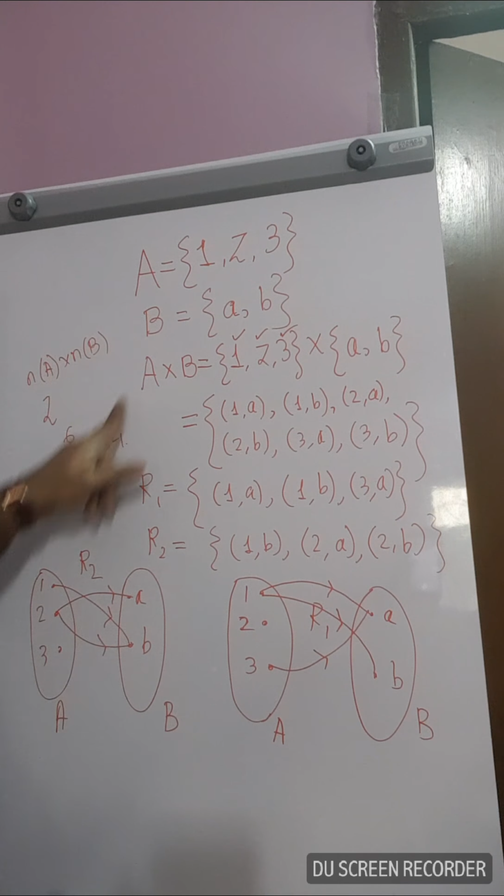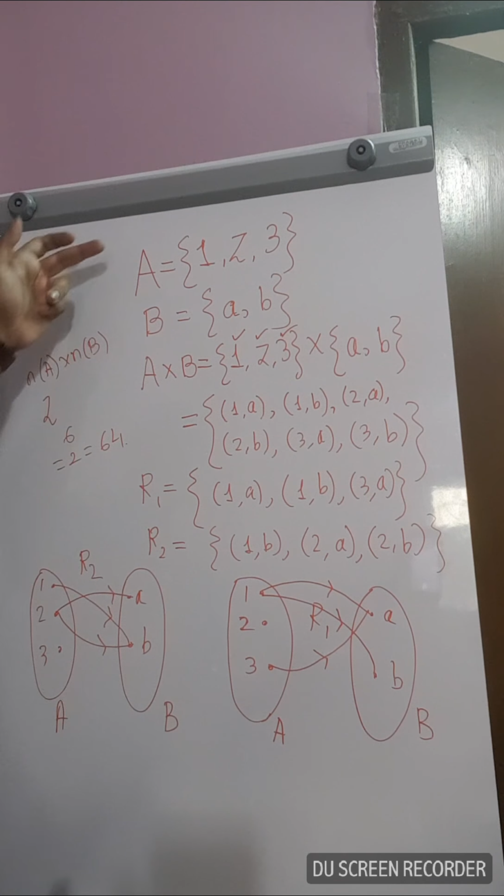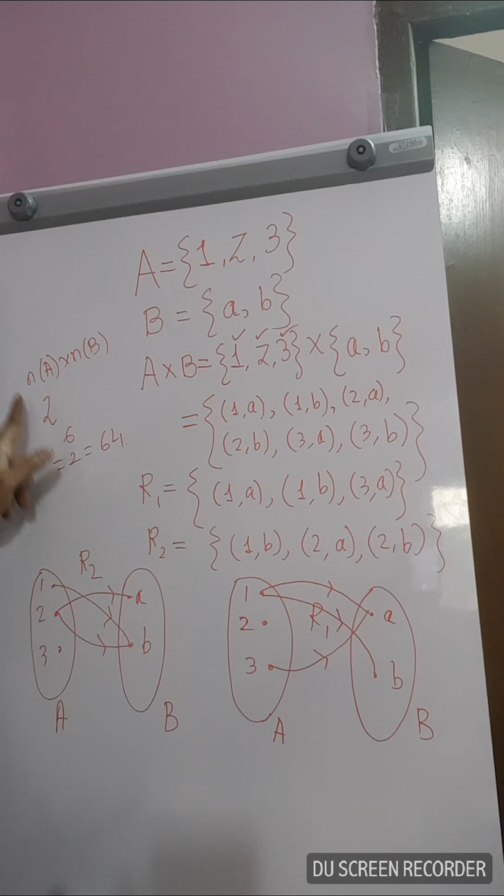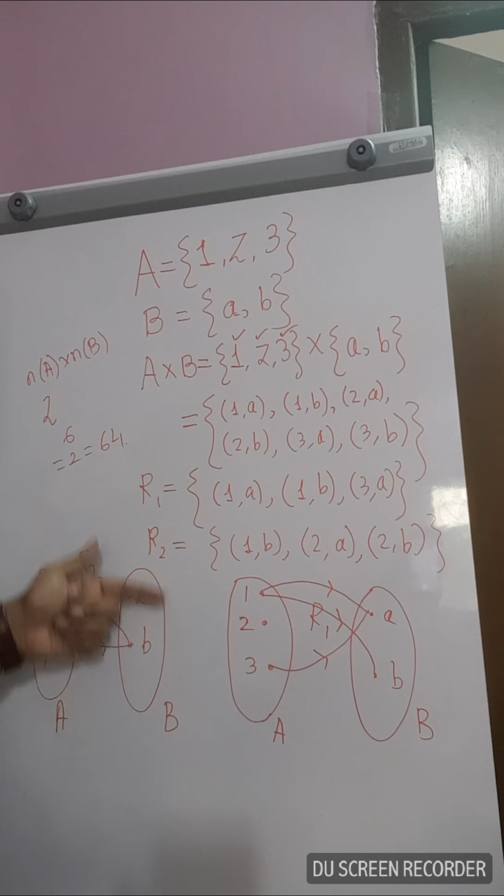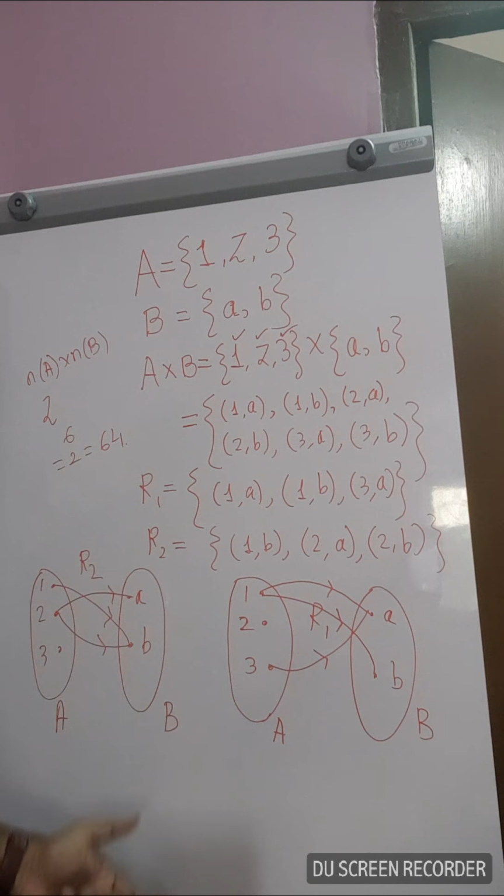So this is the rule to find the number of relations from one set to another set: 2 to the power product of the cardinality of those two sets. So here likewise R1, R2, R3, R4, R5 up to R64. 64 relations are possible from set A to set B.